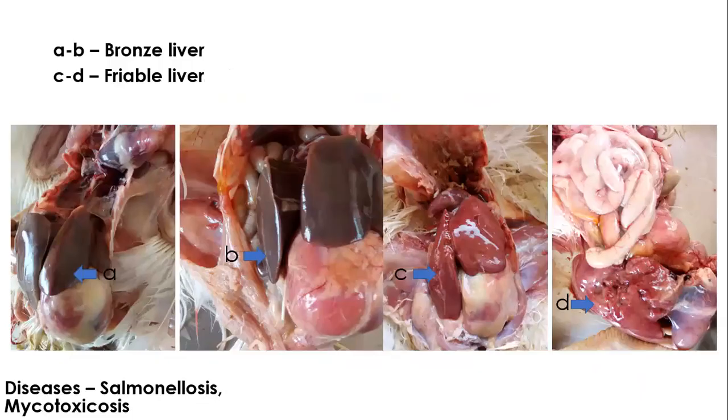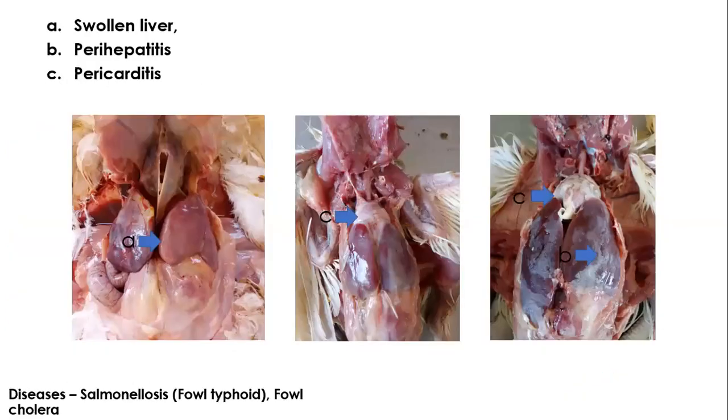Okay, so this is a bronze color liver, and then we have friable livers too. When you hear friable livers, this is actually the look of a friable liver. Immediately you touch it, you can see it peeling off, as evident in the pictures. You can see that in mycotoxicosis, you can see it in salmonellosis. Just trying to be fast so that we can conclude in time.